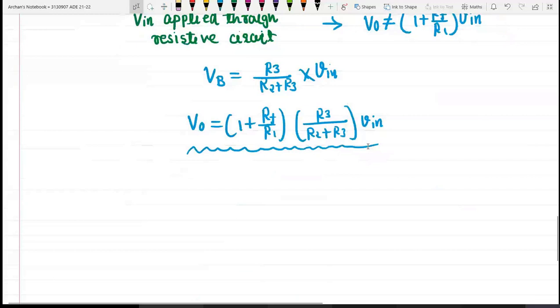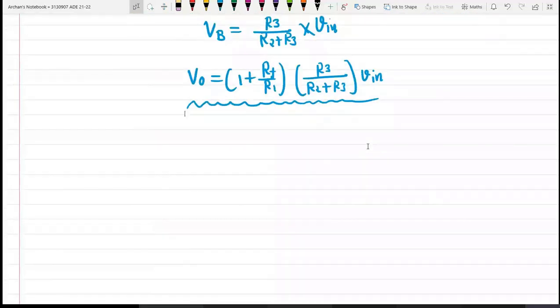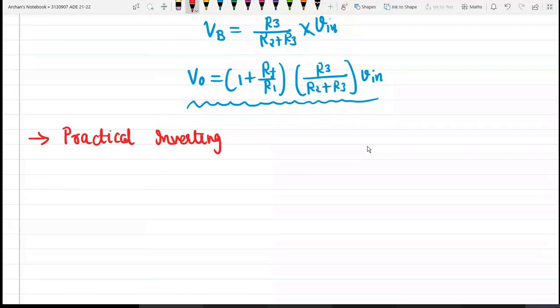Now this is what we have seen in case of amplifier circuits. Okay, but as I have told you, this is the ideal amplifier circuit. And now whenever we talk about the practical amplifier circuit, at that time there will be some difference. Okay, so we must analyze these practical amplifier circuits. Okay, so we'll start with the basic inverting amplifier circuit first. Okay, so we'll talk about the practical inverting amplifier.